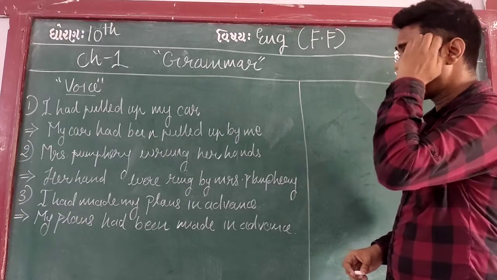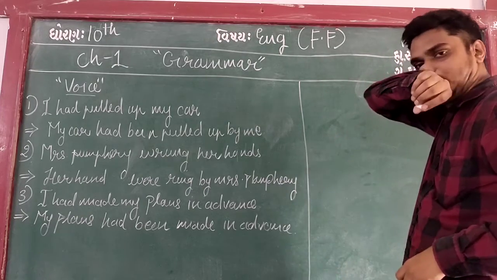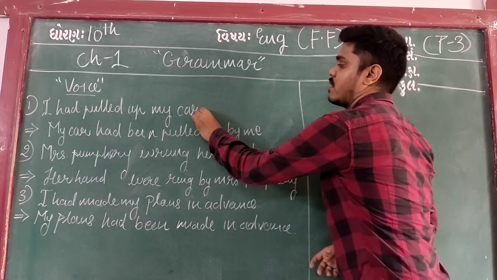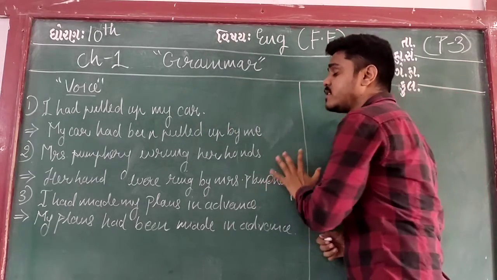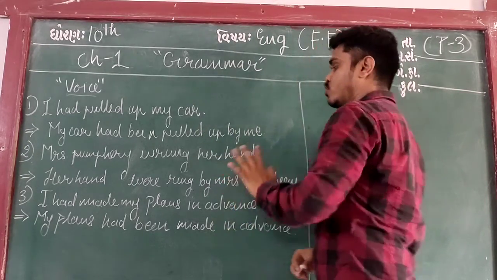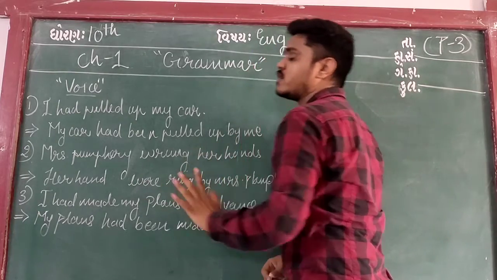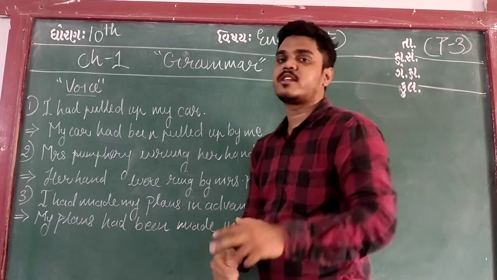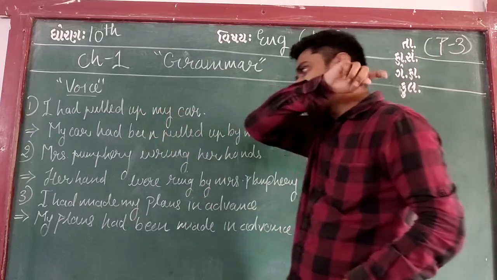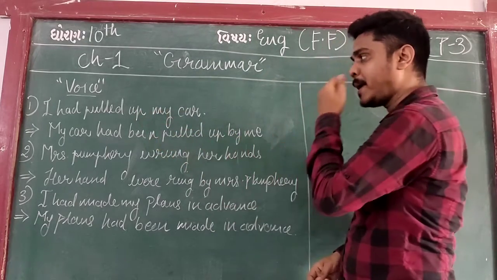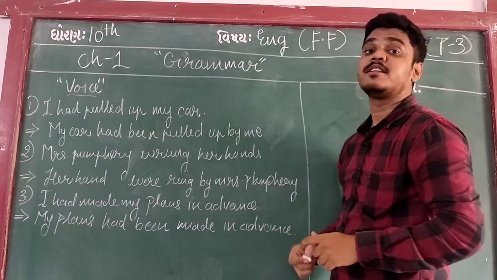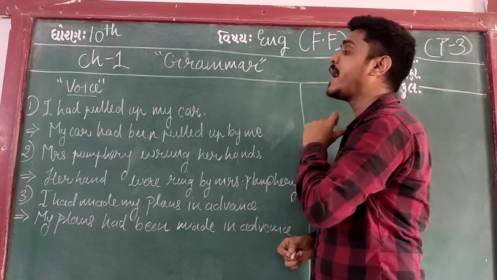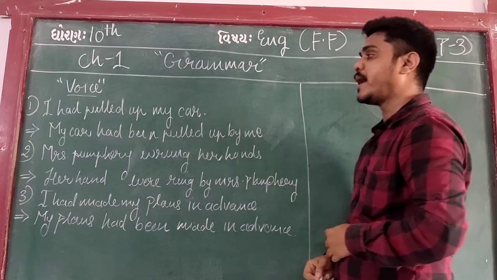These are the examples of voice. First, I had pulled up my car. Active voice. Yes, we have discussed this change of voice many times. So for this portion, just make sure that you get the answer with rules and regulations. Okay? Recall the rules and regulations. So, I had pulled up my car. My car had been pulled up by me. As the question is in past perfect, we have added here 'by me'. Got it?